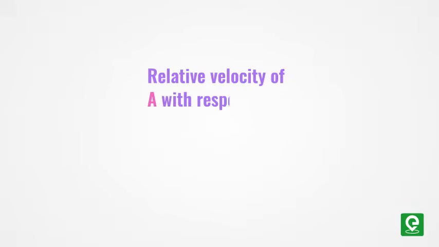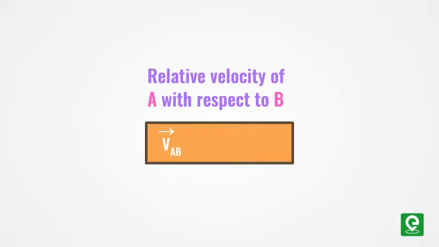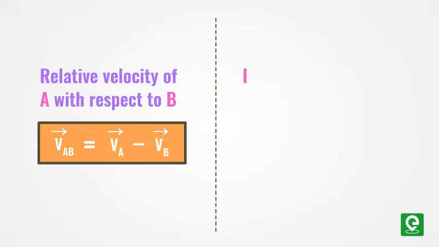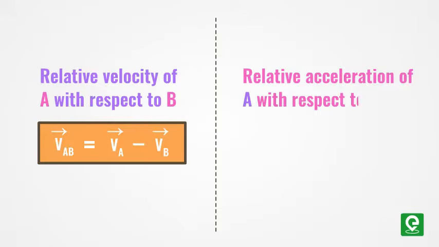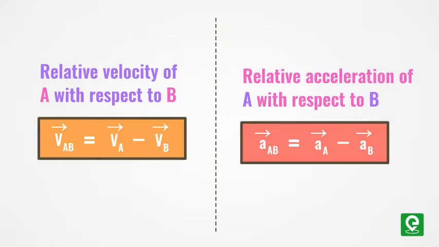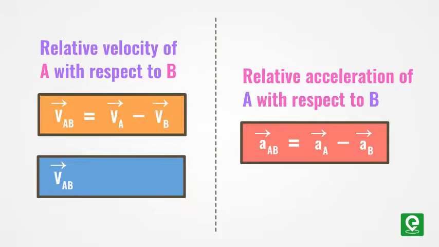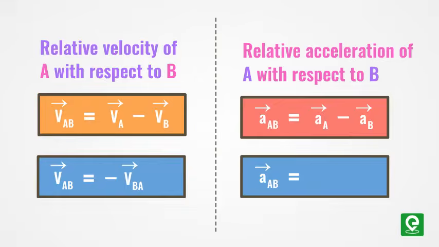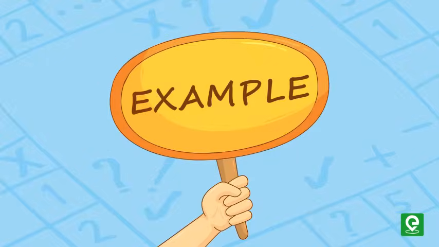Using the same logic, the relative velocity of A with respect to B is written as VAB, and it is equal to velocity of A minus velocity of B. Similarly, relative acceleration of A with respect to B is equal to acceleration of A minus acceleration of B. We can also write VAB equal to minus VBA and AAB equal to minus ABA. Let's solve an example to understand this concept better.